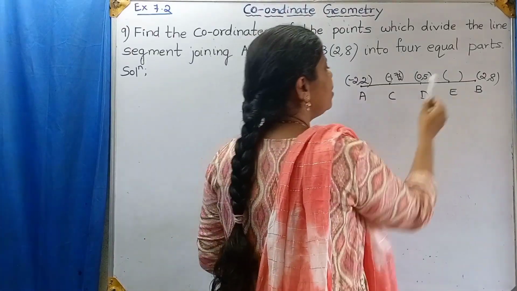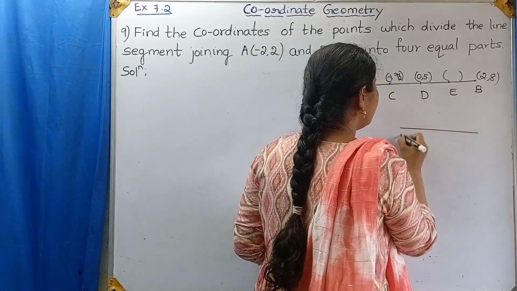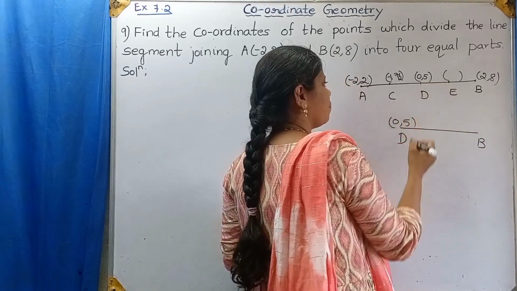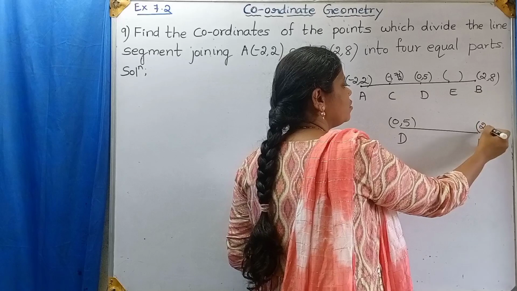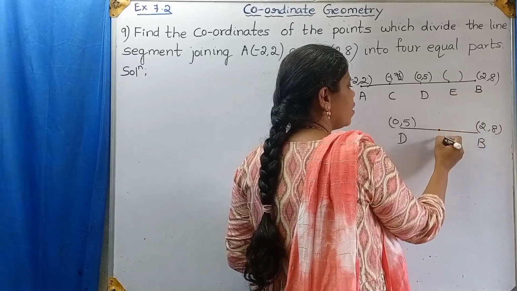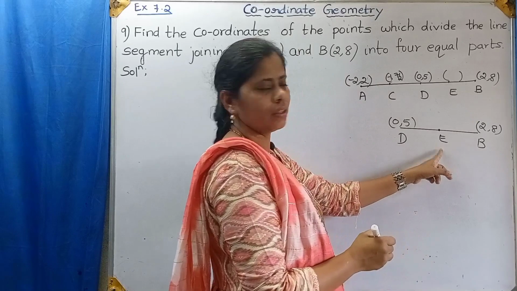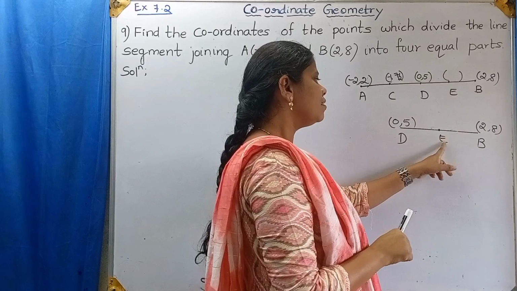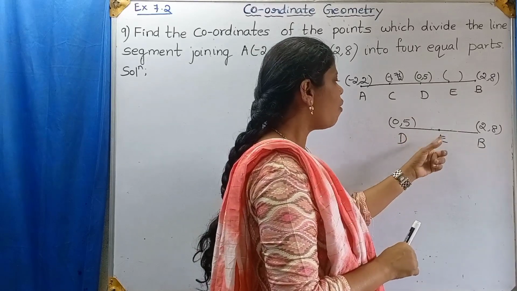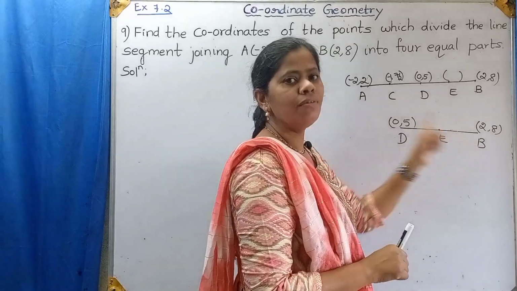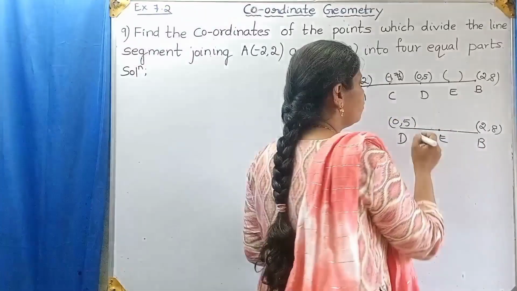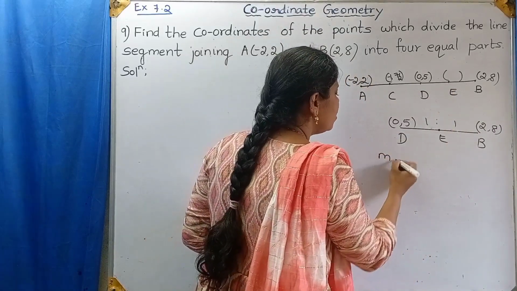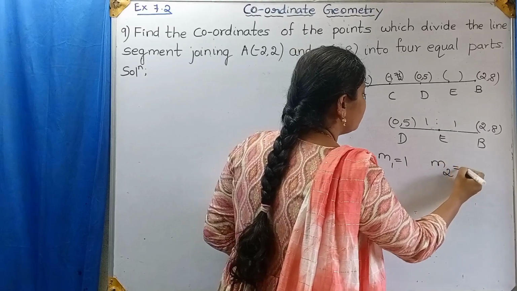Now let me consider the line DB. We know the coordinate of D, that is (0, 5), and we know the coordinate of B, that is (2, 8). We have to find the coordinate of the point E. E is the midpoint of DB, right? Since E is the midpoint of DB, the point E divides the line DB in the ratio 1:1. That is, m1 is 1 and m2 is 1.